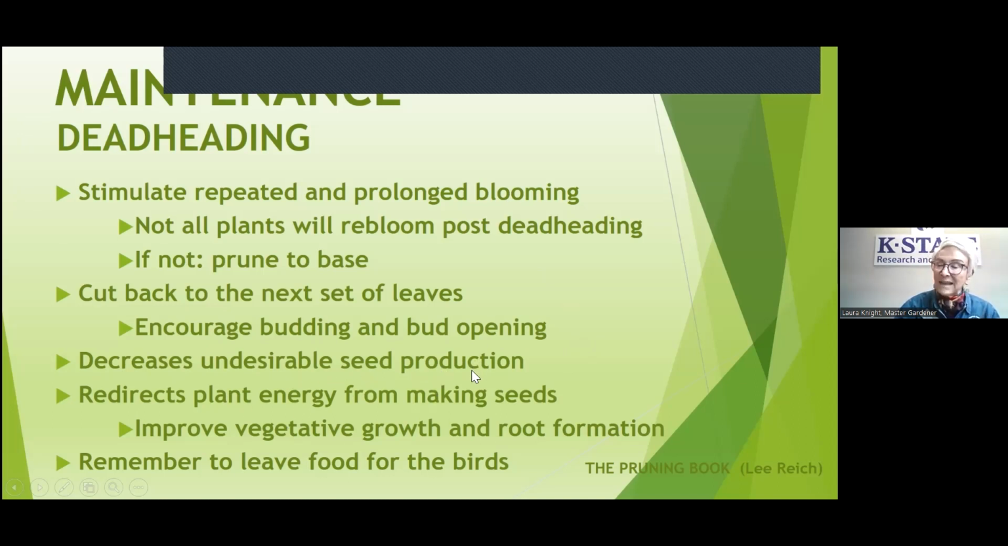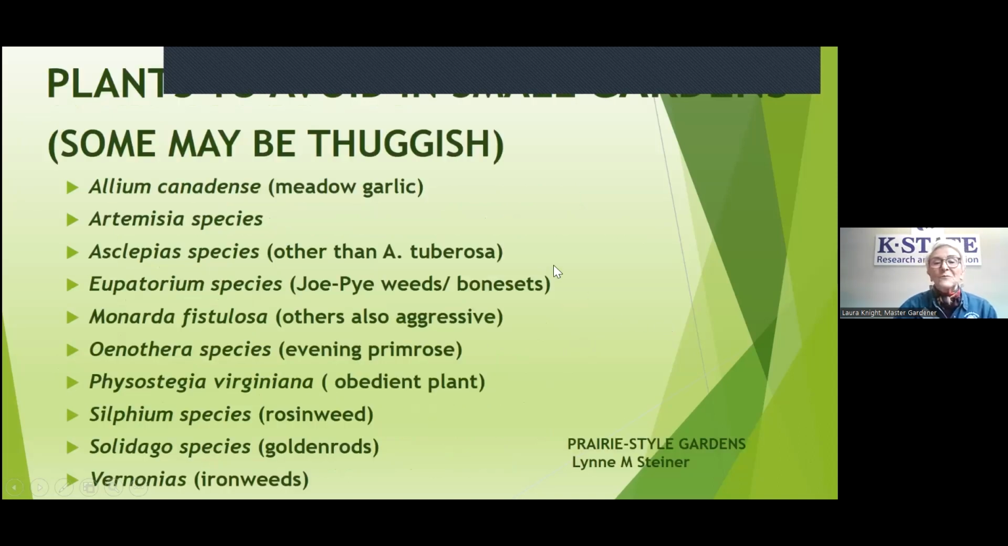And if you take off the dead heads, it decreases the undesirable seed production. But remember, leave some for the birds. Plants to avoid. Here's a list. Some may be thuggish. Somebody gave me some meadow garlic once, and I planted them because I thought they looked beautiful. That was 20 years ago. I still have some. So you don't want that. But some of these may be thuggish if you plant them in the perfect spot, they will.